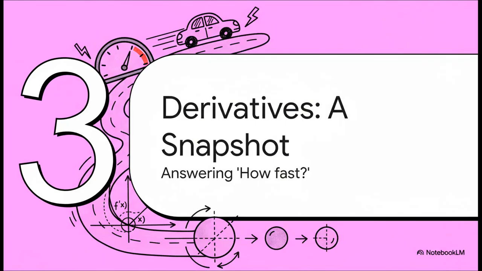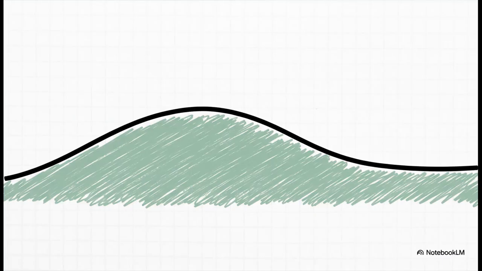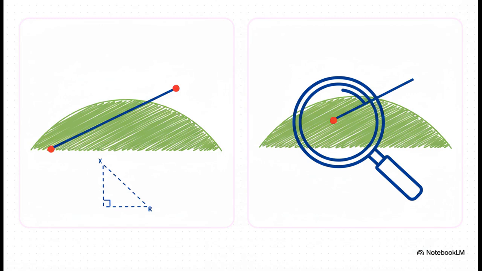All right, so let's put this language to work. We're going to tackle that first big question, the speedometer question. How fast right now? And we're going to do that with the idea of a derivative. To really get the feel for this, let's forget numbers again for just a second. I want you to just picture a simple rolling hill. Now, finding the average slope between 2 points on this hill is pretty easy, right? You just see how much you went up versus how much you went over.